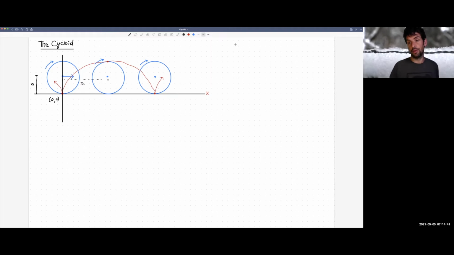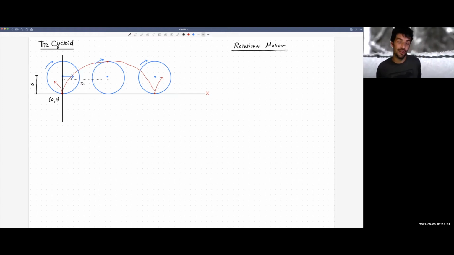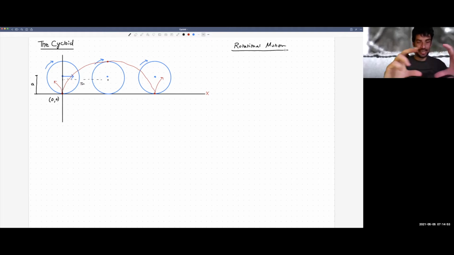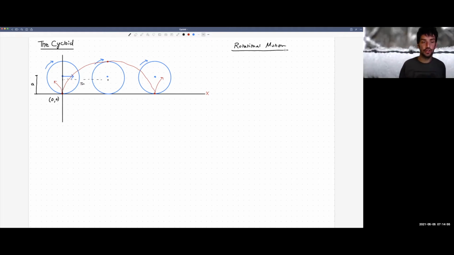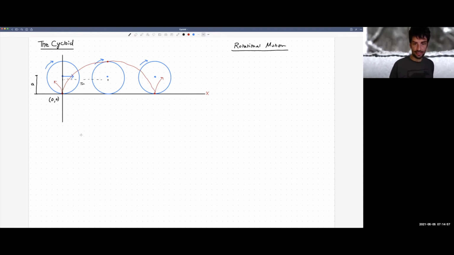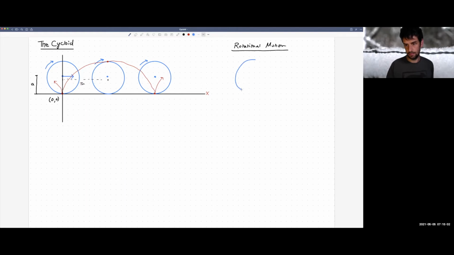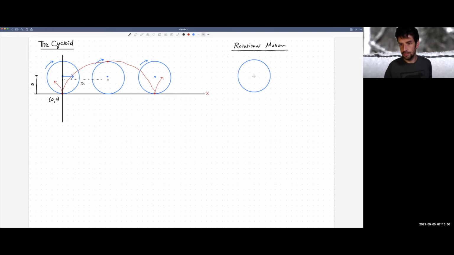Okay. So we want to look at the rotational motion of this point. So if you were on this camera tracking this wheel as it moved, right? This dot, let's do it right here, lives on a circle with radius A. We want it to start at the bottom.